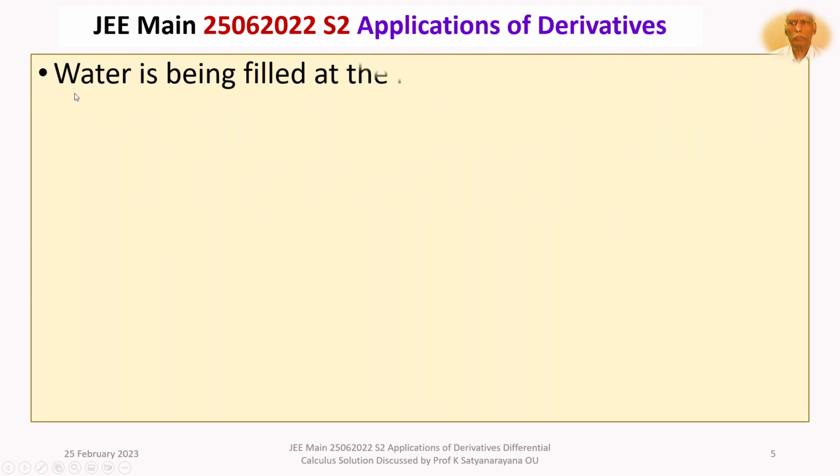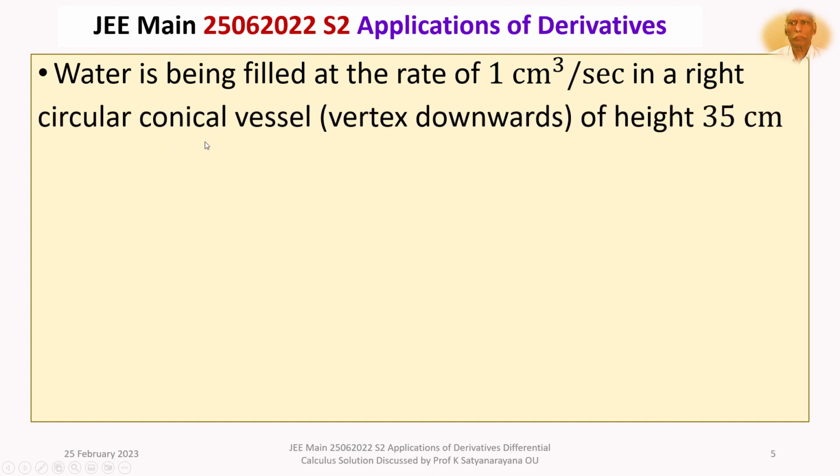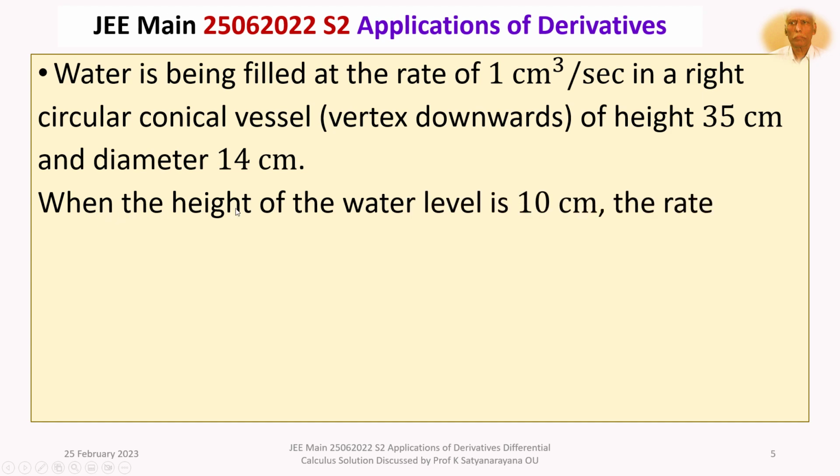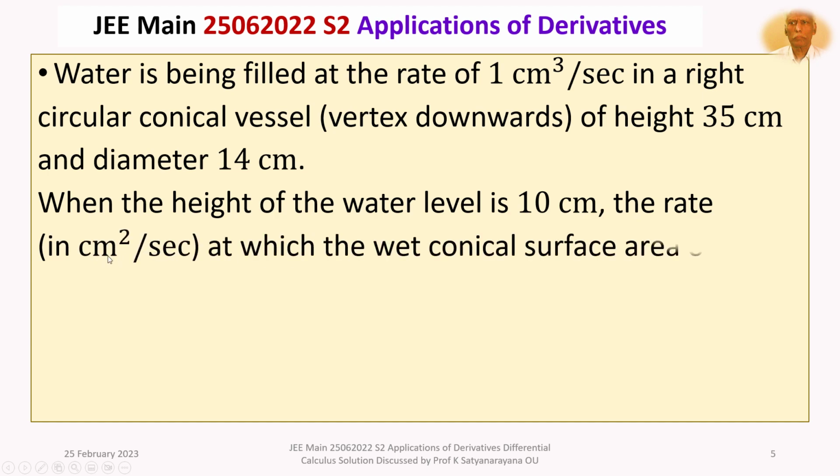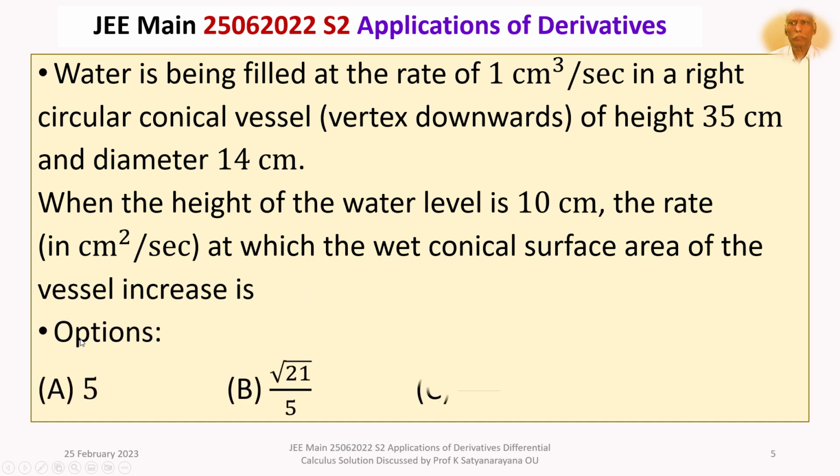The given question is: water is being filled at the rate of 1 centimeter cube per second in a right circular conical vessel, vertex downwards, of height 35 centimeters and diameter 14 centimeters. When the height of the water level is 10 centimeters, the rate in centimeters square per second at which the wet conical surface area of the vessel increases is, we are given four options.